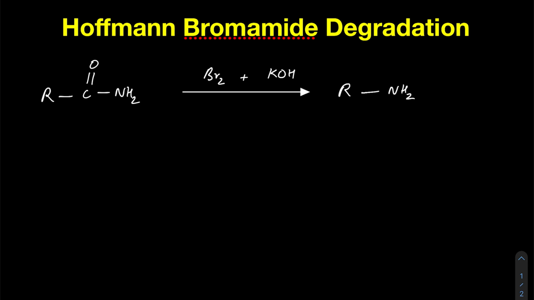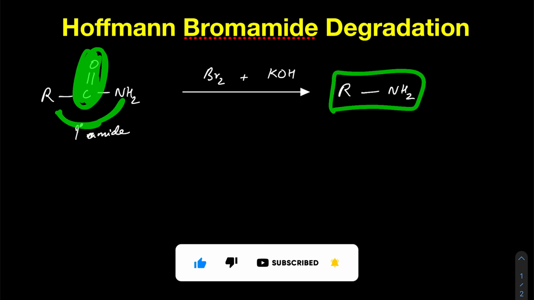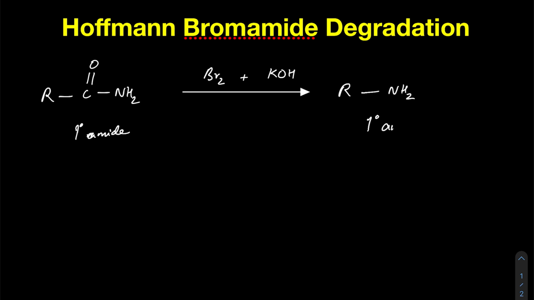The basic reaction of Hoffmann Bromamide degradation looks like this. As we can see, the amide here is always 1 degree, 1 degree as in the nitrogen should be connected to a single carbon itself. In the presence of bromine, and in alkali medium, especially KOH or NaOH, this leads to the removal of this carbonyl group, and this NH2 and R combine together to give us a good yield of 1 degree amine. This is a beautiful way of producing 1 degree amine with maximum yield.